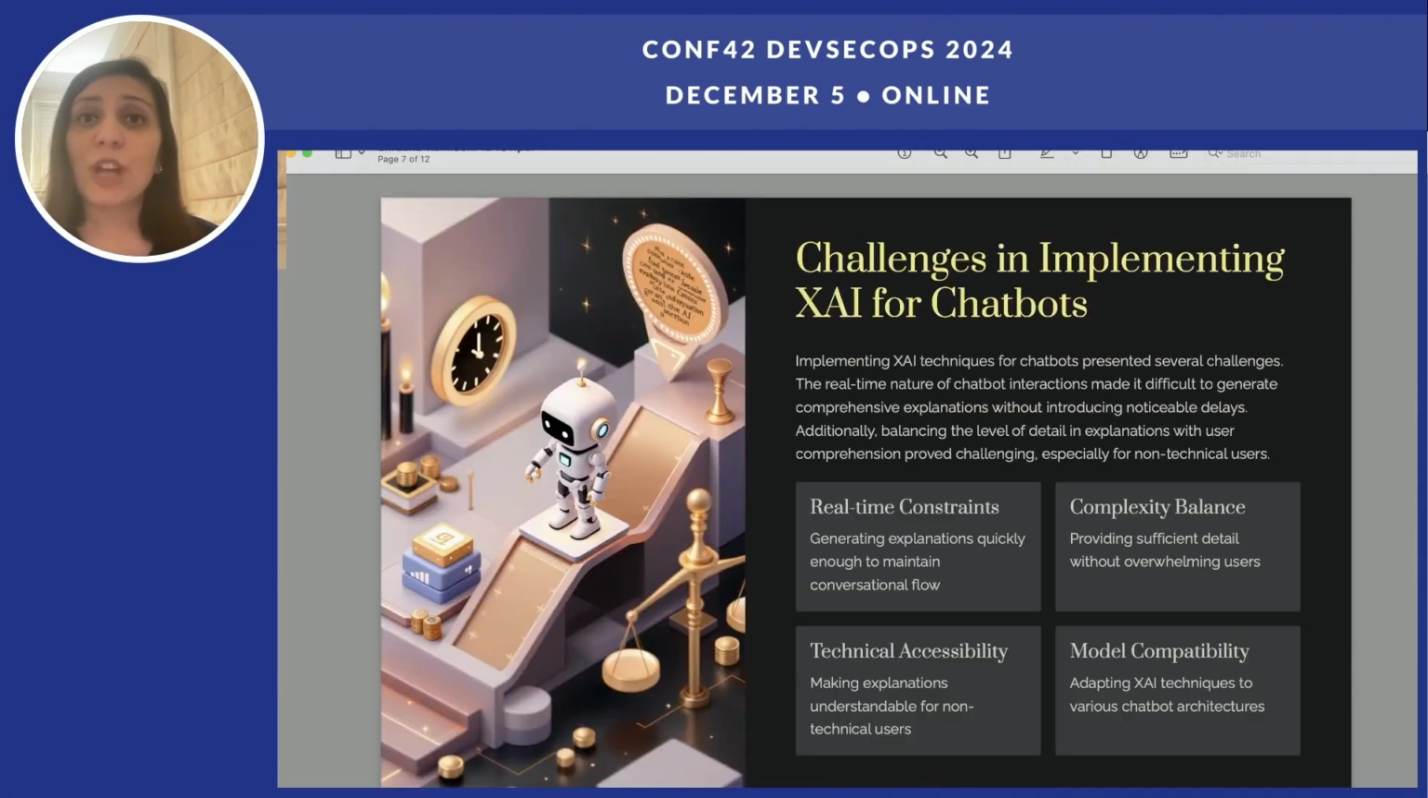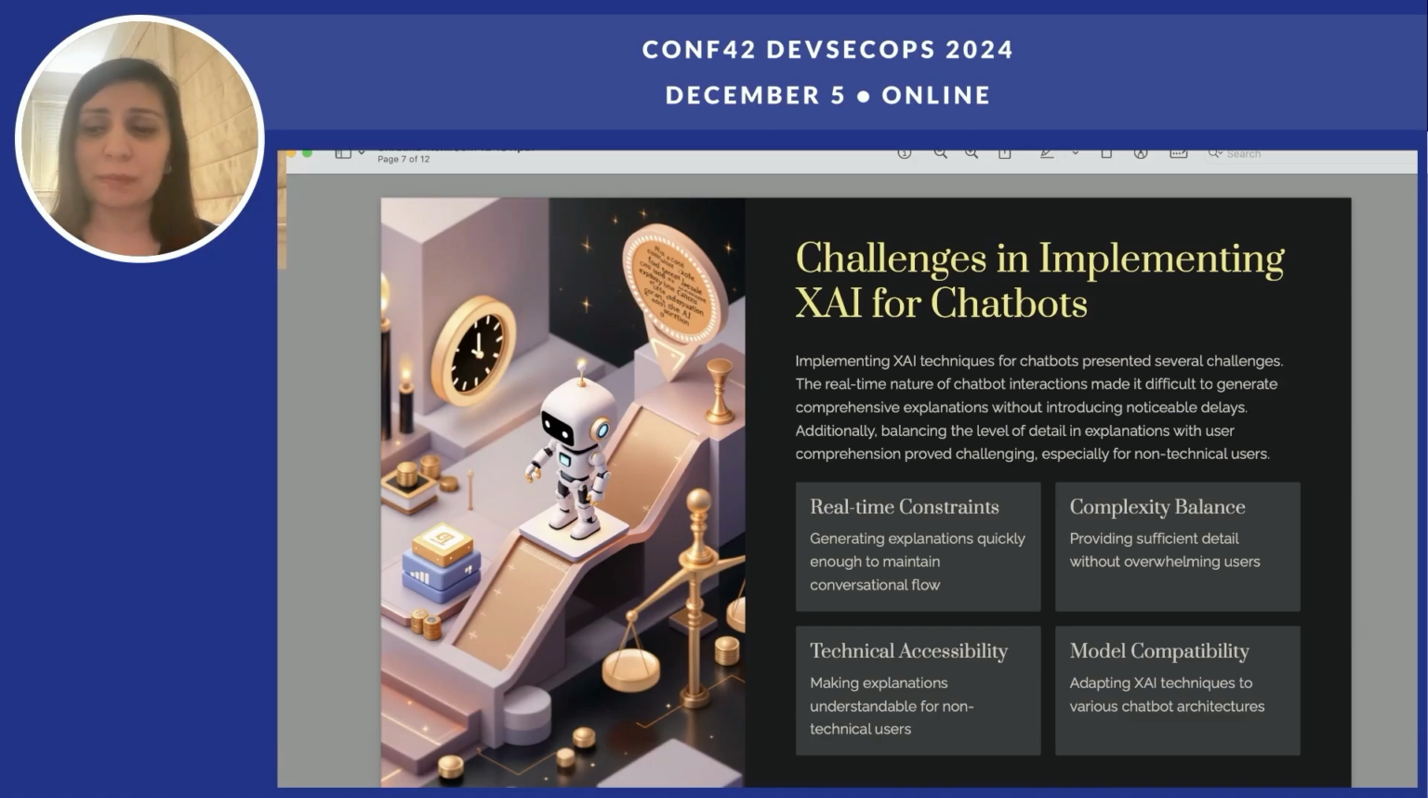However, there are still some challenges in implementing these explainable AI techniques for chatbots, such as the real-time nature of chatbot interactions. It sometimes makes it difficult to generate comprehensive explanations without introducing significant latency. Additionally, balancing the level of detail in our explanations with user comprehension is also a challenge, as we don't want our explanations to be so technical that non-technical users cannot understand them. Model compatibility is another issue. Adapting the correct explainable AI technique to various chatbot architectures is also one of the challenges.